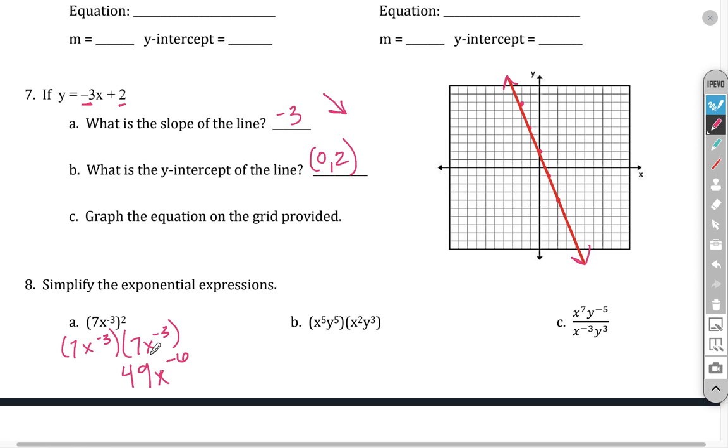All right, but remember we don't want to leave any negatives in our answer. So we're going to change this and keep our 49 on the top and move our x to the bottom to make it positive. So 49 over x to the 6th.